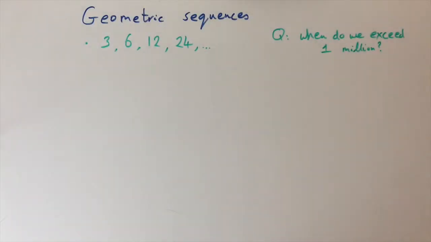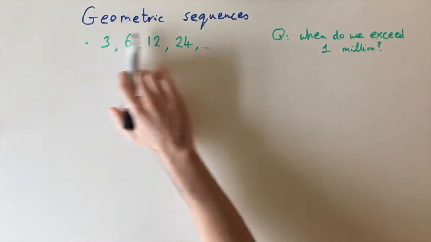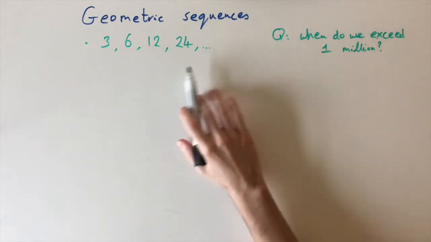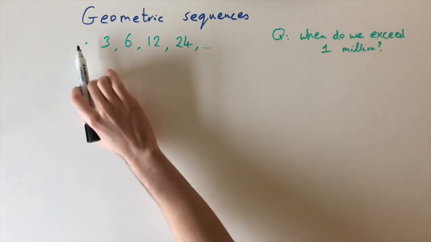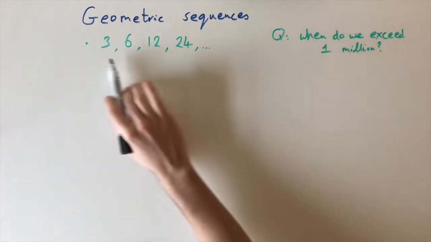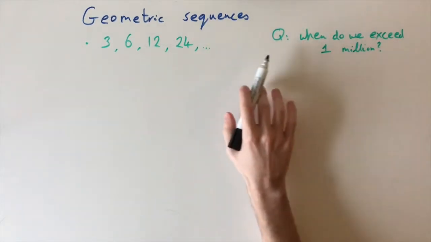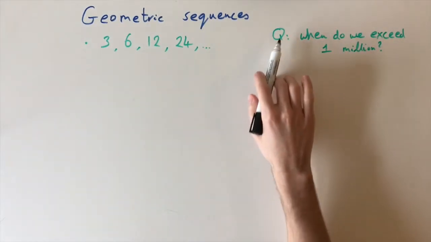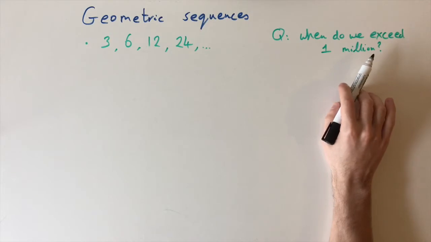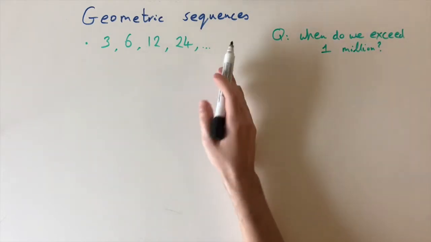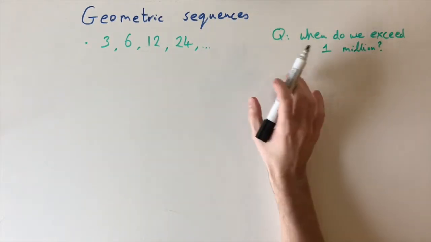Okay, so today we're looking at problems involving geometric sequences. And the first problem we're going to look at is this one. So we have a sequence: 3, 6, 12, 24. This carries on till infinity. And the question is, when does this sequence exceed 1 million? So what is the first term in the sequence that is bigger than 1 million?